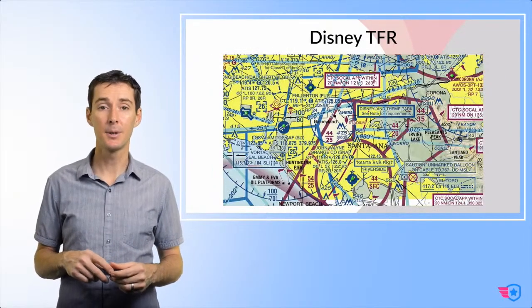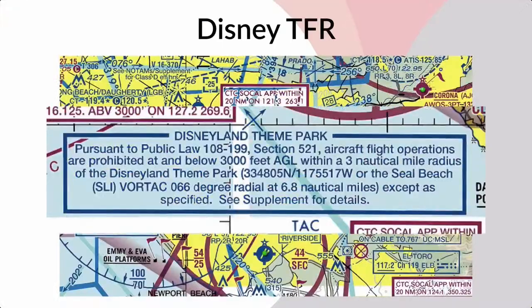In California, it's going to be the same. You have Disneyland right here. And again, it says the same thing on a little insert. It says 3 nautical miles of the theme park, and then you have here the GPS coordinates. I know you don't know how to read GPS coordinates just yet. I'm going to show that to you in the next presentation on charts.